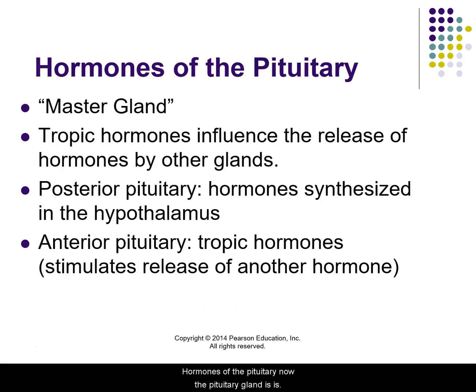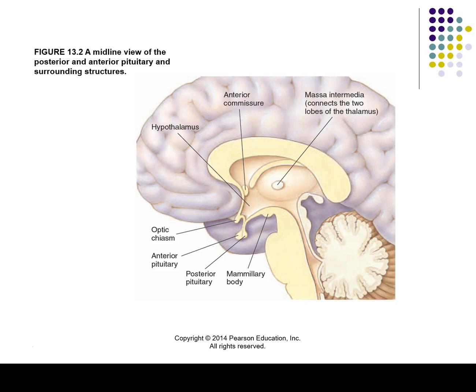Okay, hormones of the pituitary. Now, the pituitary gland is known by many as the master gland. Okay, but we'll go into a little bit more detail on that and mention why. Tropic hormones influence the release of hormones by other glands. Posterior pituitary, hormones are synthesized in the hypothalamus here, and then the anterior pituitary, you have tropic hormones, which again stimulates the release of another hormone. So I'm going to show you a diagram here in a minute where we'll talk about the anterior pituitary, the posterior pituitary, and then after that how both of those are influenced by the hypothalamus.